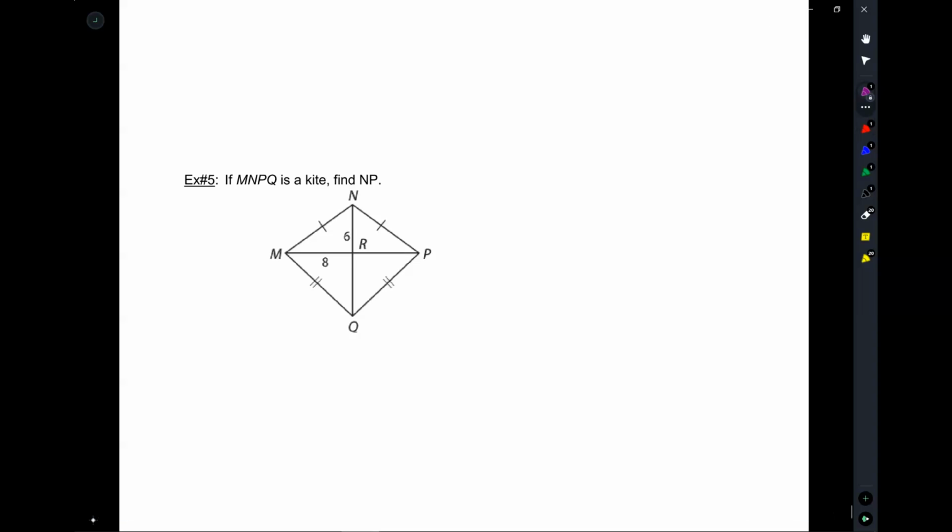MNPQ is a kite. You need to find NP. We need to find this side right here. Okay, so what information are we given here? We're given information about the diagonals. Okay, so what do I know about the diagonals of a kite? I know that they are congruent to each other. So if NP has a measure of X, then so does MN. That also has a measure of X. Now, if I highlight that triangle, I have a right triangle with sides 6, 8, and X. I can use the Pythagorean theorem there.